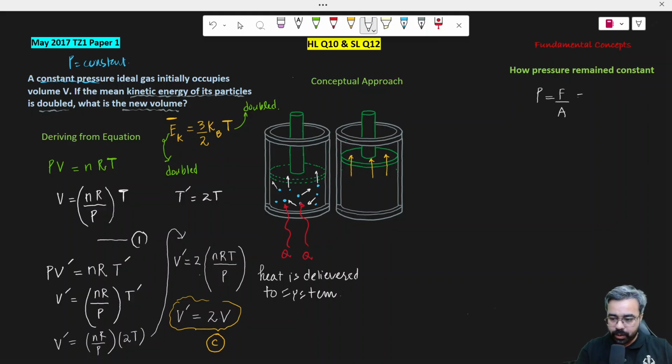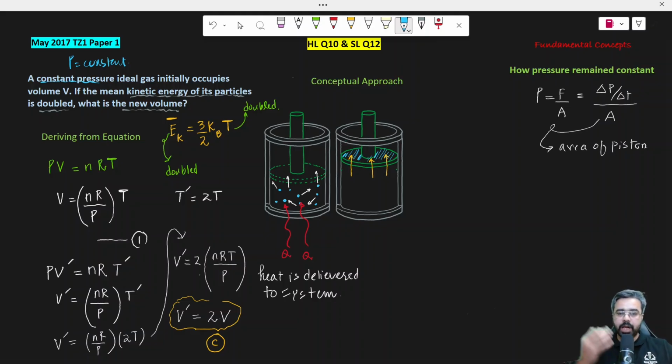The reason is we know from Newton's second law that the force is the rate of change of momentum. So delta p over delta t over area. Now here the area, dear students, is the area of the piston, right? Which is not going to change. This area obviously remains the same before and after doubling the temperature, right? So it means that the only change that happened in the system is about the force, right? Something happened, the force remained constant. And why did the force remain constant? Because force is the rate of change of momentum.